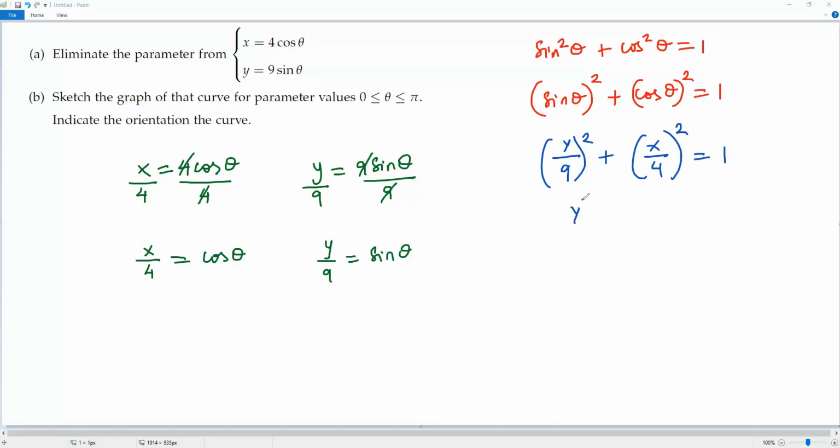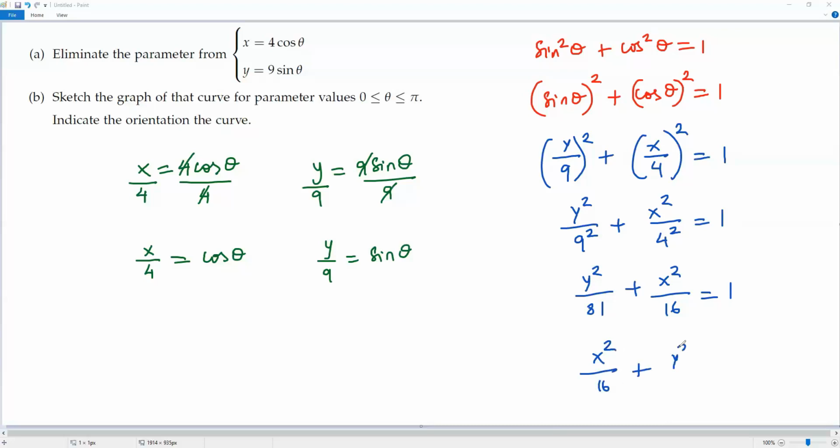Then I'll be getting y square over 9 square plus. The same thing I can do for this one. x square over 4 square is equal to 1. Okay, the value of 9 square is 81 and the value of 4 square is 16. We can write the variable x first. Then I get x square over 16 plus y square over 81 is equal to 1.